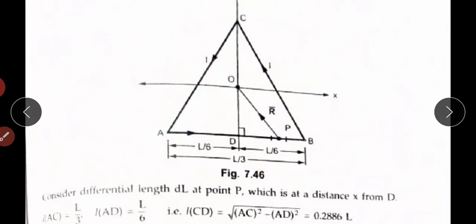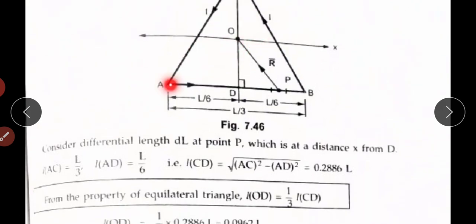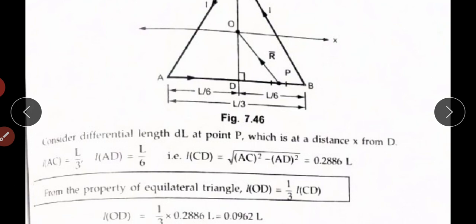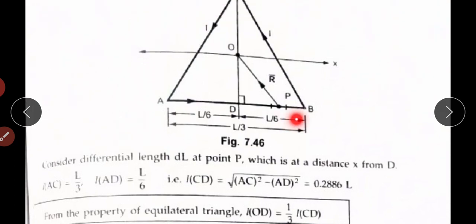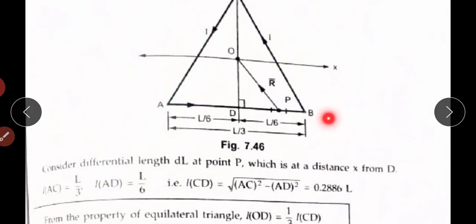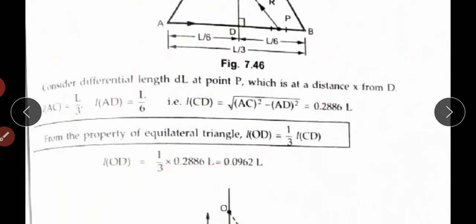So next, to find the length of CD. Okay, length of CD equals the square root of AC square minus AD square. So AC equals L by 3, AD equals L by 6. So we get the length of CD equals 0.2886 L. So next, from the property of an equilateral triangle, the length of OD equals 1/3 of the length of CD. So OD length equals 1/3 into CD length, which equals 0.0962 L.